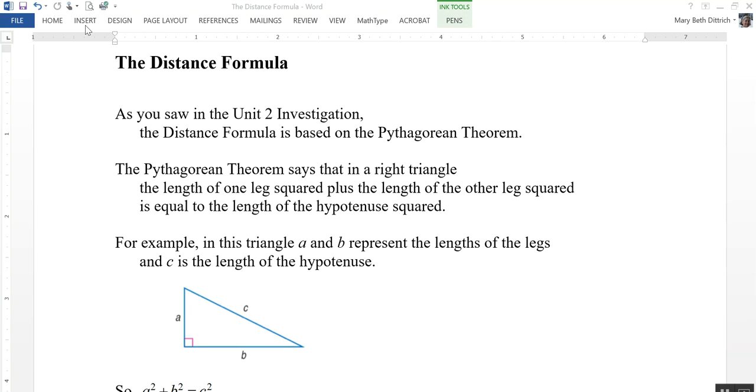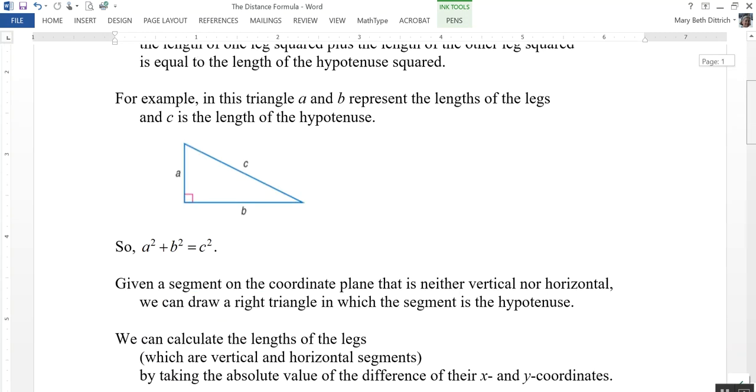So for example, in this triangle below, A and B represent the lengths of the legs and C is the length of the hypotenuse. So we have A squared, the length of this leg, plus B squared, the length of this leg, squared, equals C squared. Given a segment on the coordinate plane that is neither vertical nor horizontal, we can draw a right triangle in which the segment is the hypotenuse.